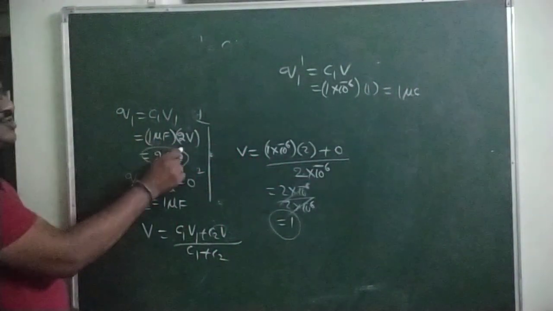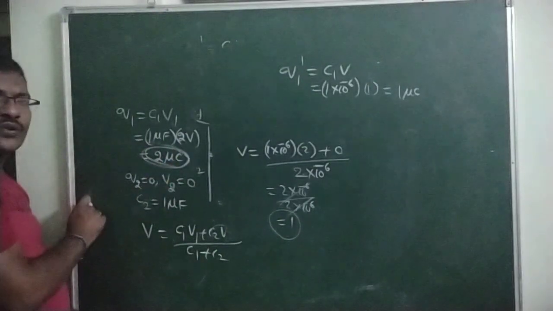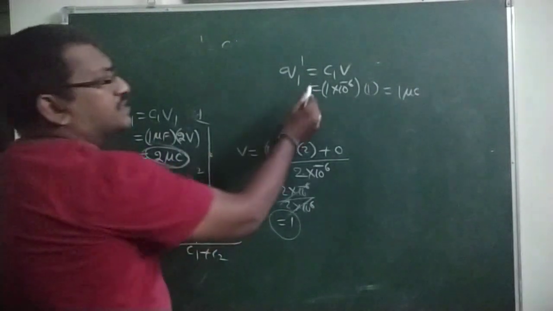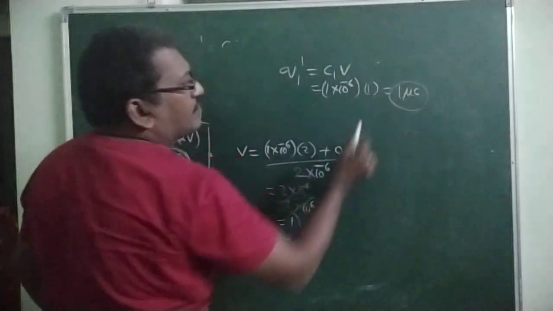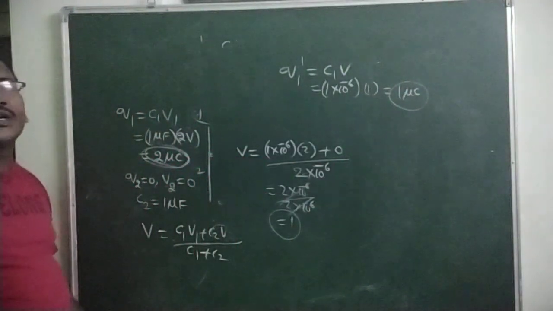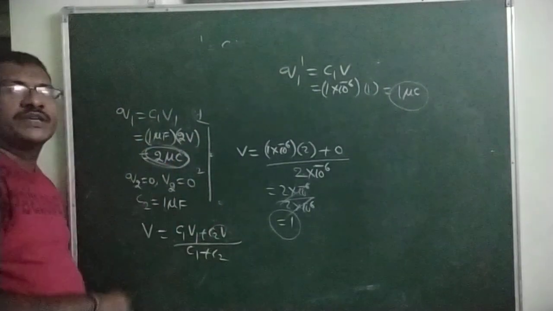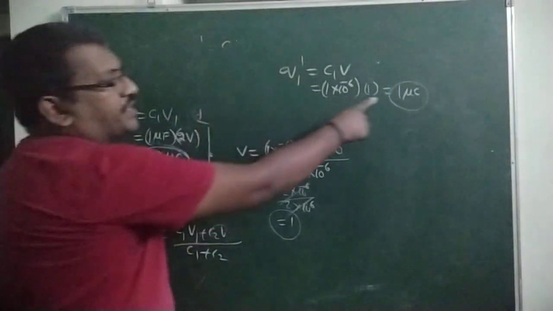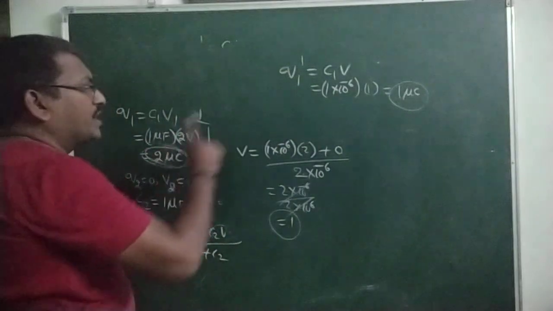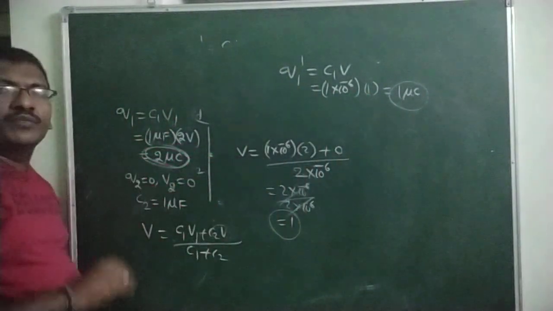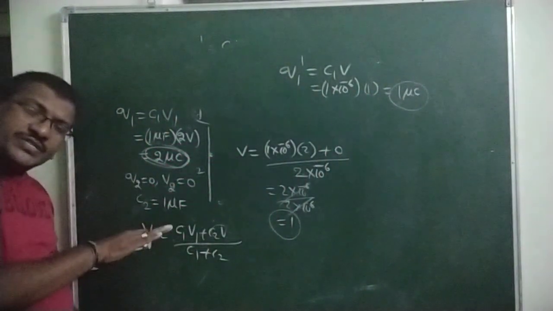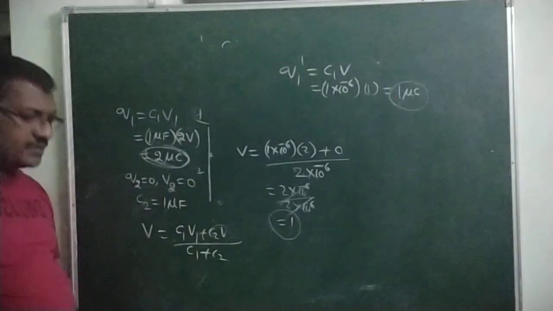Before connection, the charge on the first capacitor was 2 microcoulombs. Now after connection, the charge on the first capacitor is 1 microcoulomb. That means 1 microcoulomb of charge flows from the first capacitor to the second capacitor. Here 2, after connection here 1, that means 2 minus 1, so 1 microcoulomb is transferred from the first capacitor to the second capacitor.